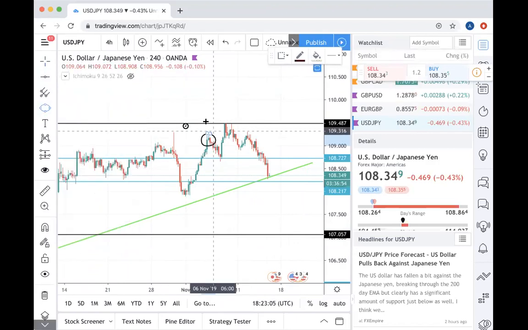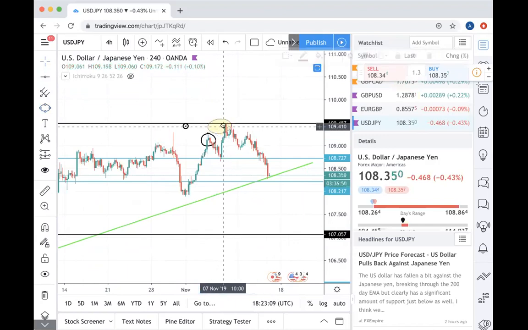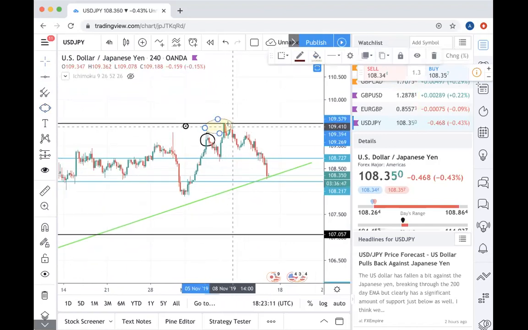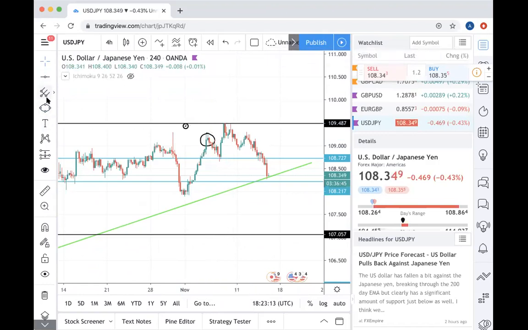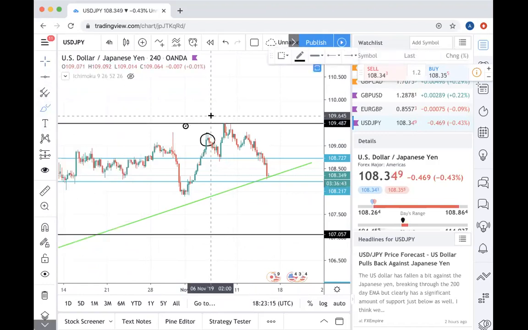Oh, I could use this. That's cool. Oh, that's horrible. Yeah, that's horrible. All right, I don't like that. TradingView needs some better tools. I need like a real pencil.